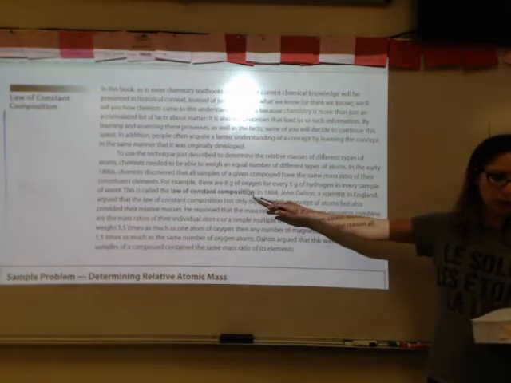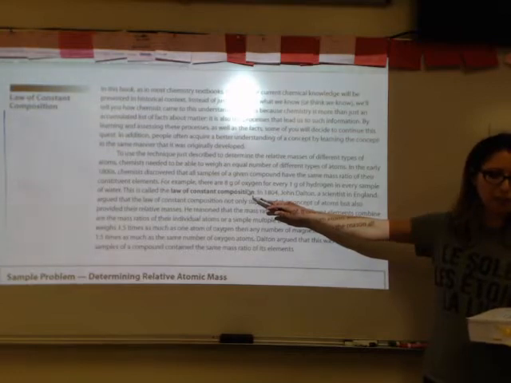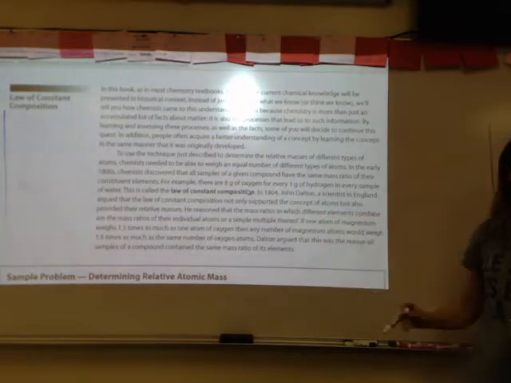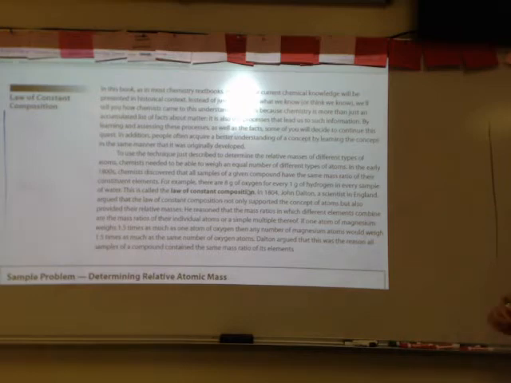In 1804, John Dalton argued that the law of constant composition not only supported the concept of atoms, but also provided their relative masses. So if I have one atom of magnesium, it weighs 1.5 times as much as one atom of oxygen. So that means any number of magnesium atoms should weigh 1.5 times as much as any number of oxygen atoms.